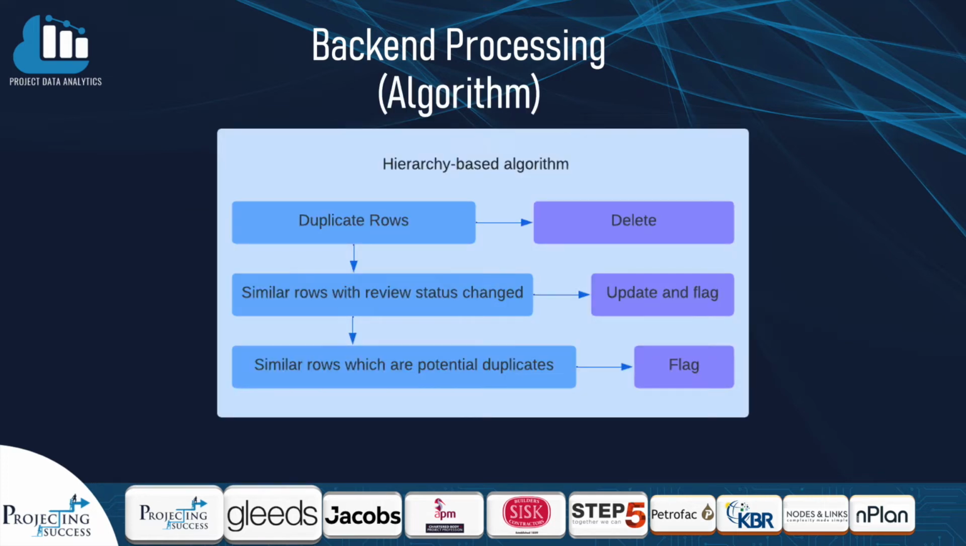We are adopting a hierarchy-based algorithm. So for duplicate rows, we delete the entries automatically. Secondly, for similar rows with maybe the review status changed, we will update the database and also flag it to the manager so they are aware of the changes. And thirdly, for similar rows which are potentially duplicates, we will flag it to the manager so they can make a decision.